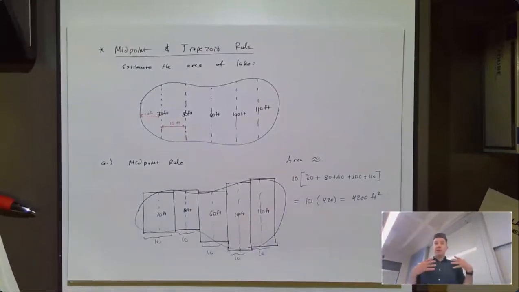That's one way of approximating things. Essentially finding the midpoint of things, using that midpoint to give yourself a height, and then saying the area of the rectangle is whatever your base is times that height, and then adding up all the rectangles.